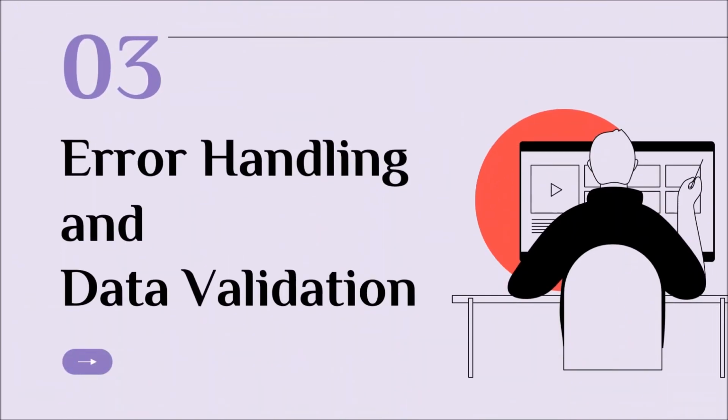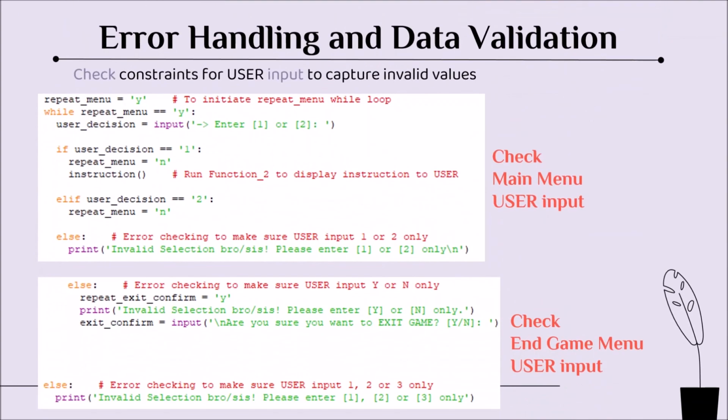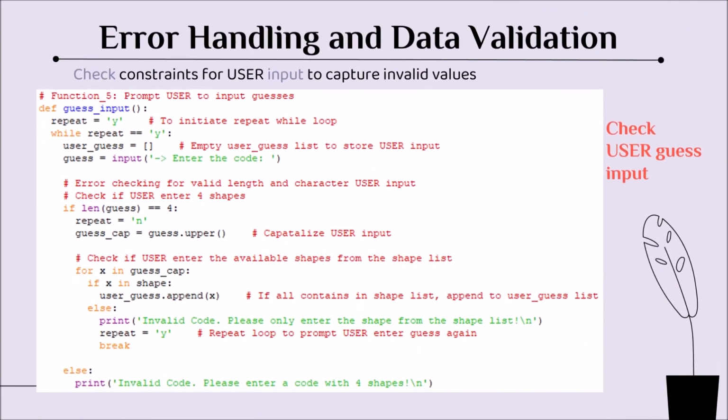Lastly, I have included error handling and data validation to capture invalid values input by the user. It can be seen during the main menu input, endgame menu input, and also the user guess input. This helps the code to run smoothly without any unwanted input values by the user.